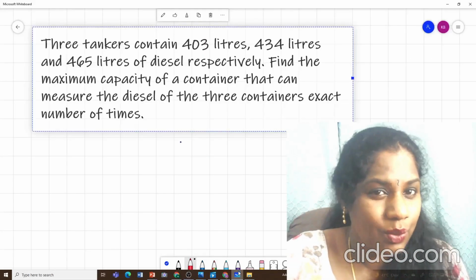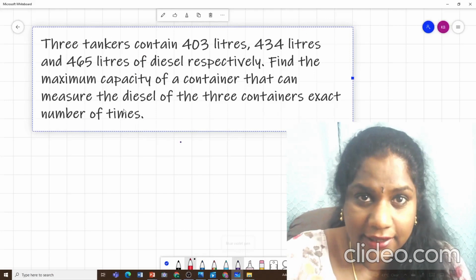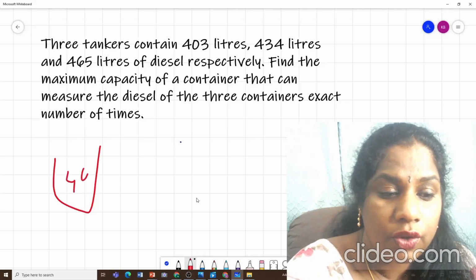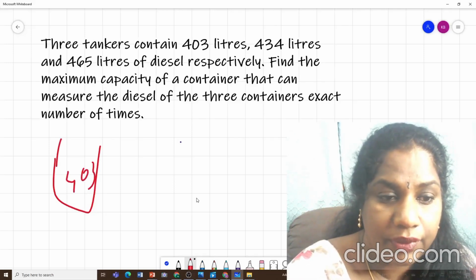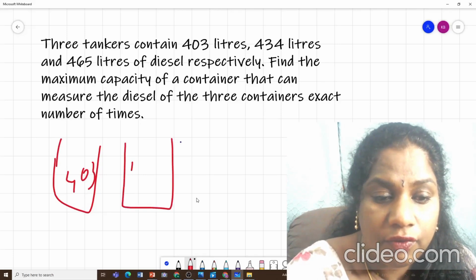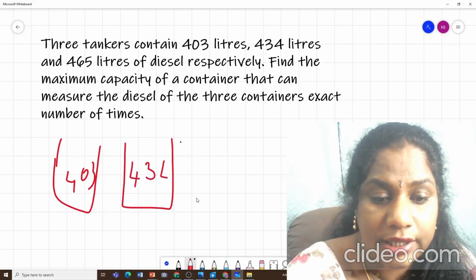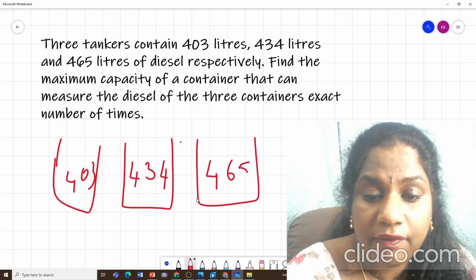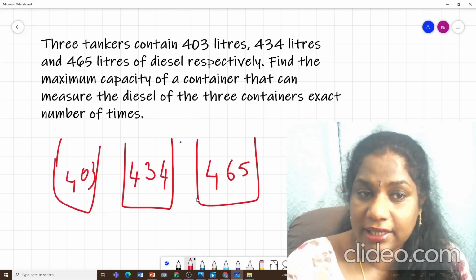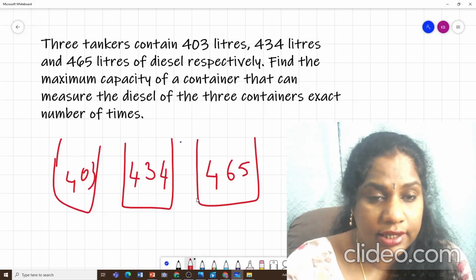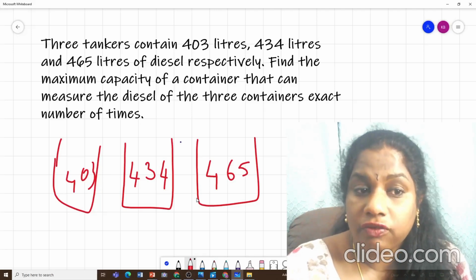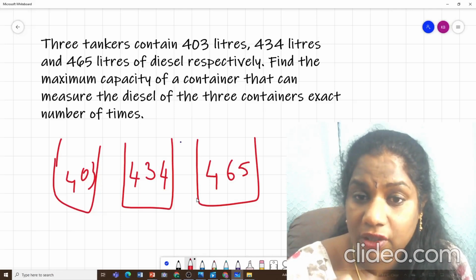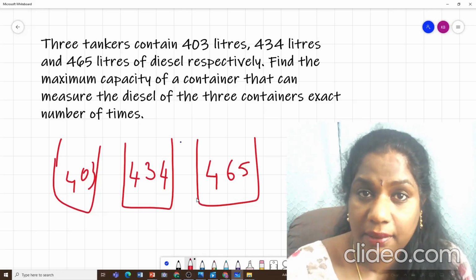Now look at this question very carefully. Three containers are there, and one container measures 403 liters. Another container measures 434 liters. One more container measures 465. So what are they saying? Three containers have this much diesel respectively. Find the maximum capacity of a container that can measure the diesel of the 3 containers an exact number of times.